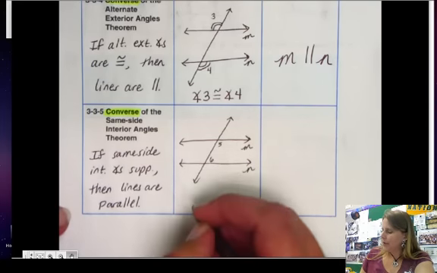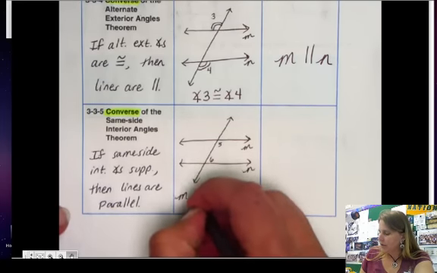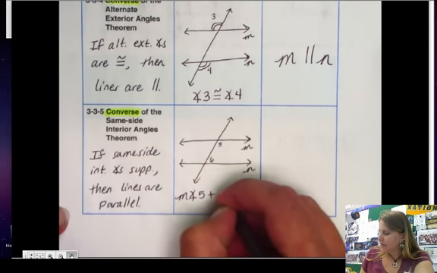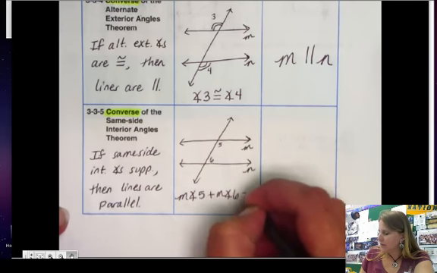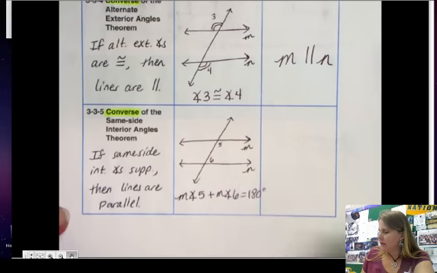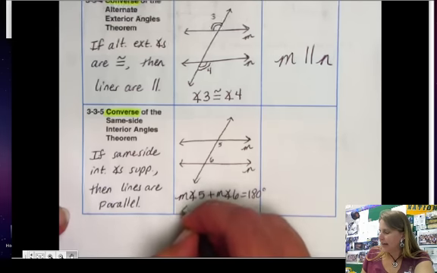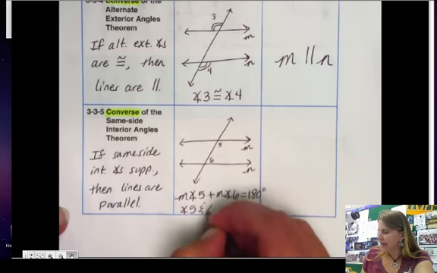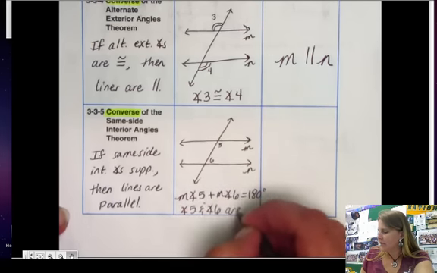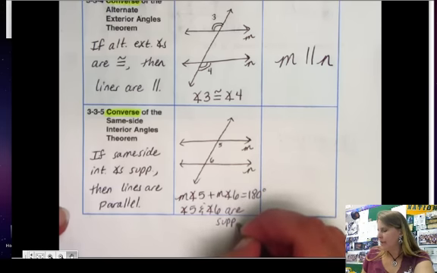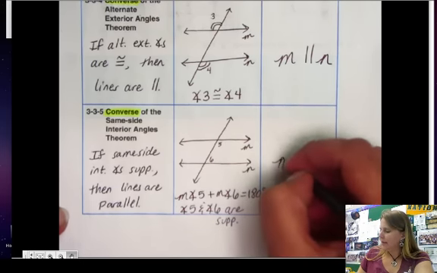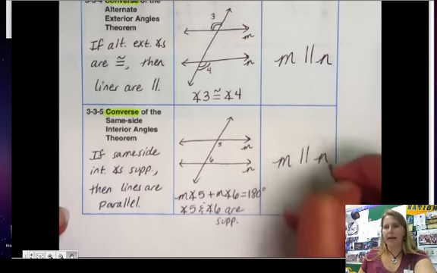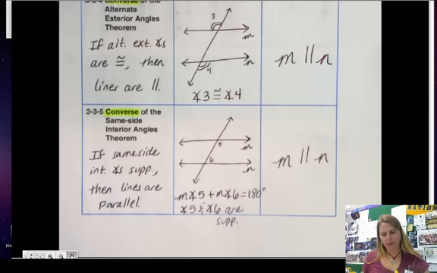And lastly, the converse of the same side interior angles theorem. So if we know that the measure of angle 5 plus the measure of angle 6 equals 180, or if we're told that angle 5 and angle 6 are supplementary, then we know that M is parallel to N. Okay, so those are our three new ones.